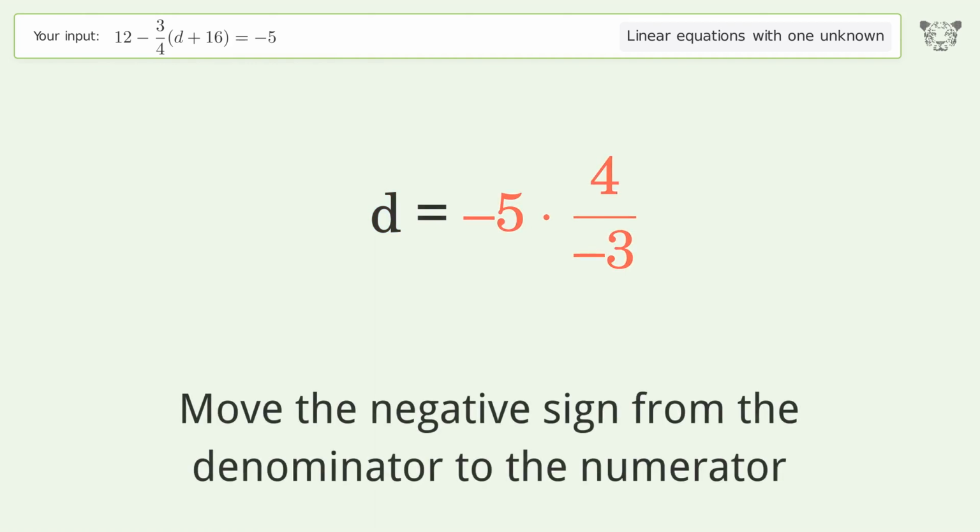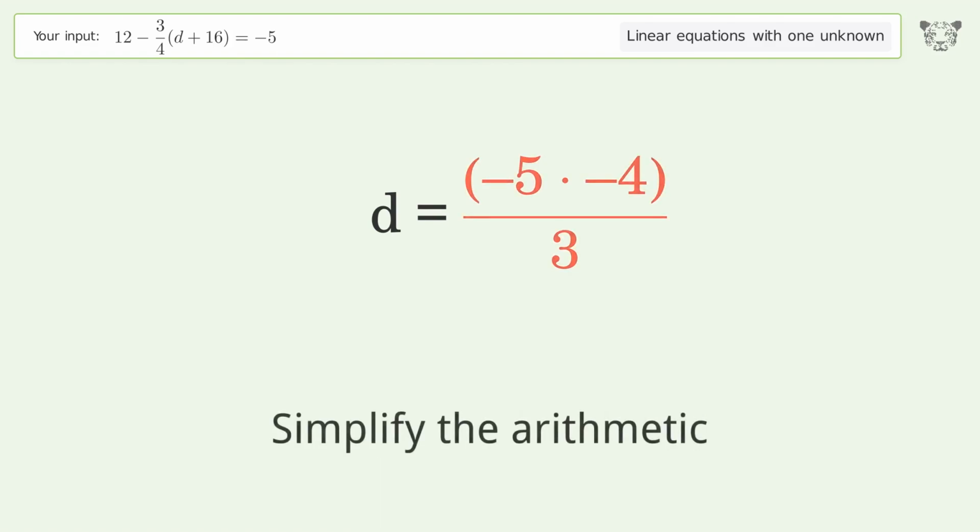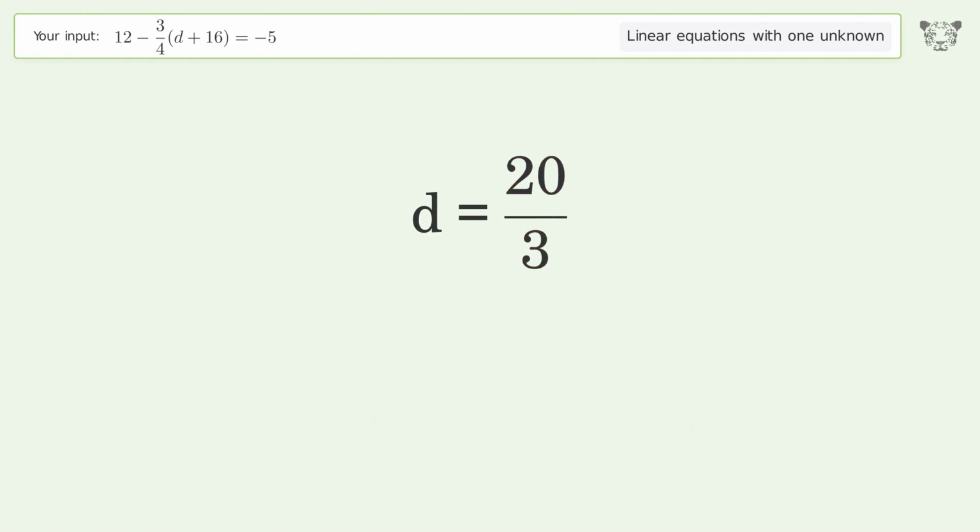Move the negative sign from the denominator to the numerator. Multiply the fractions. Simplify the arithmetic. And so the final result is d equals 20/3.